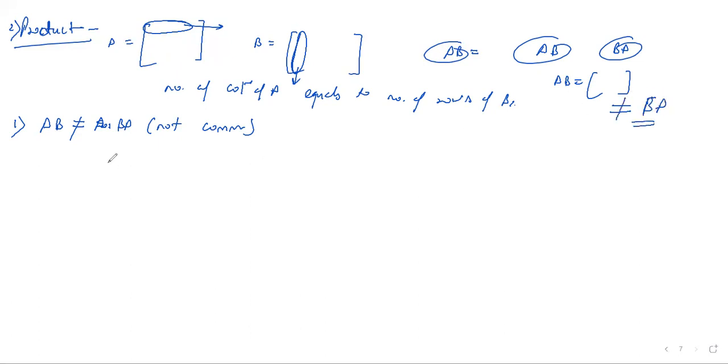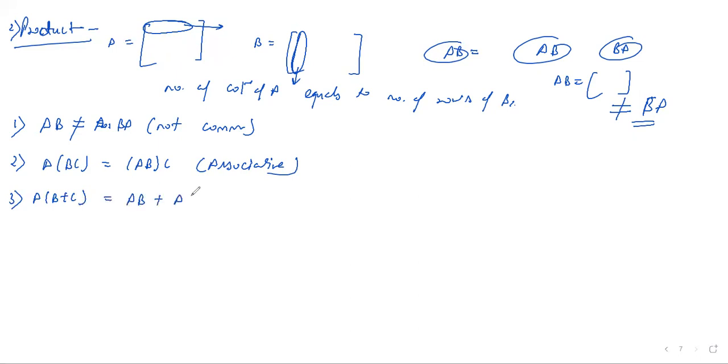The second property is that A(BC) equals (AB)C. That is, the matrix product is associative. And third is A(B plus C), which equals AB plus AC, so it follows distributivity.